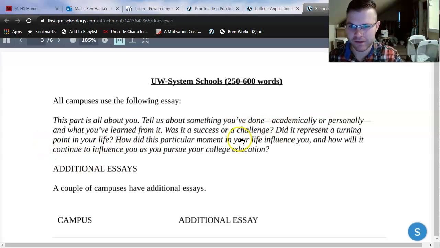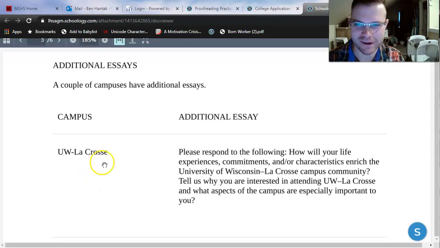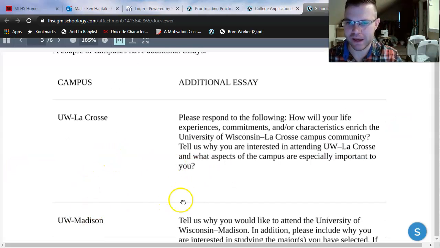Next body paragraph, how did it influence you? And then maybe in your conclusion, talk about how it will continue to influence you at a UW school, no matter which one you choose. If you know, it was La Crosse, not Eau Claire. If you know that you want to attend UW La Crosse or UW Madison, feel free to write one of these prompts instead. At La Crosse, they're saying, how will your life experiences, commitments, or characteristics enrich the community at UW La Crosse? Tell us why you're interested in attending the school and what aspects of campus are especially important to you.